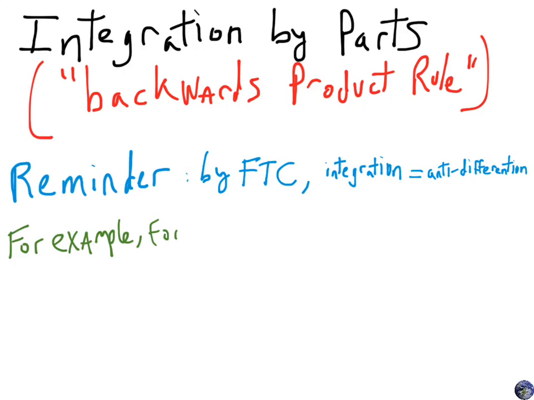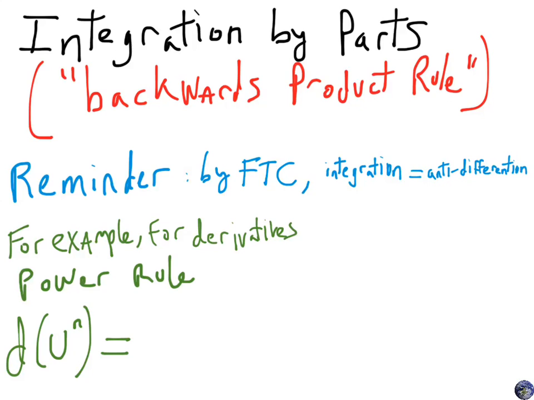So, for example, for derivatives, when we're doing the power rule, it says that if you're trying to take the derivative of u to the n, where u is some formula of x's, then we just fall off a cliff, lose a life, and then by the chain rule multiply by the derivative inside. So there we go: fall off the cliff, lose a life, derivative inside.